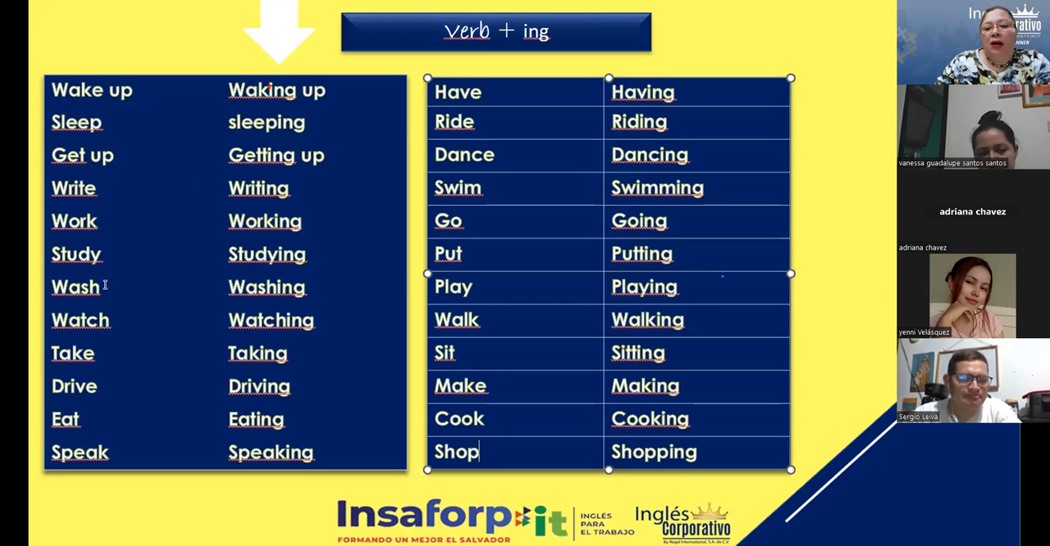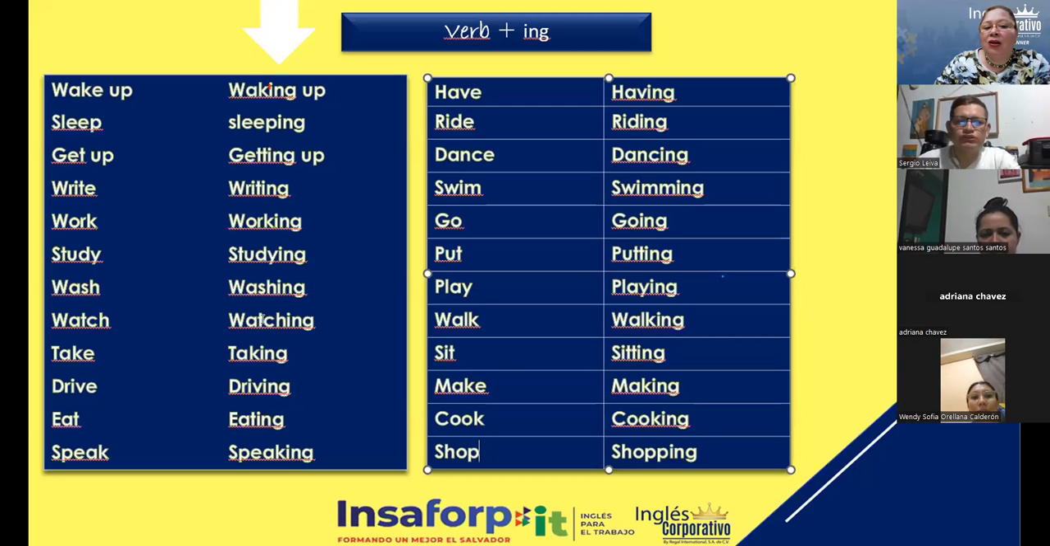Washing. Okay, washing. Hagamos la diferencia. Este es wash. Así, miren. Wash. Watching es la otra. Okay, watching es ver.